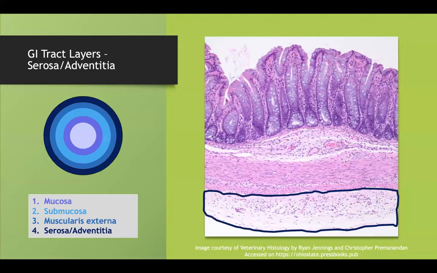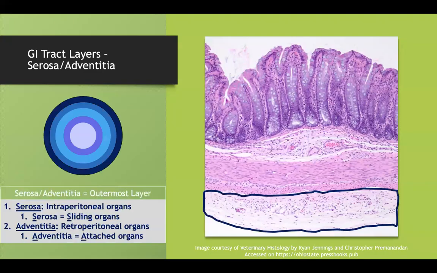And if we look here, we can see the 4th layer. And there's another reminder that the serosa is for intraperitoneal or sliding organs, and the adventitia is for attached organs.